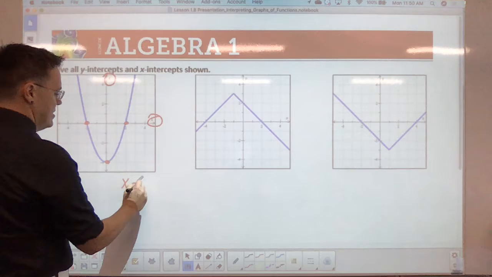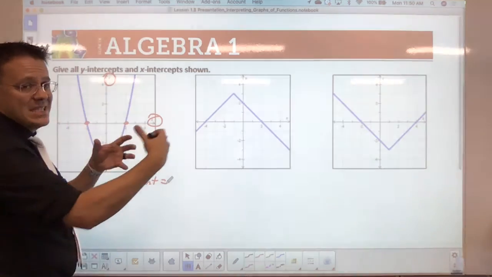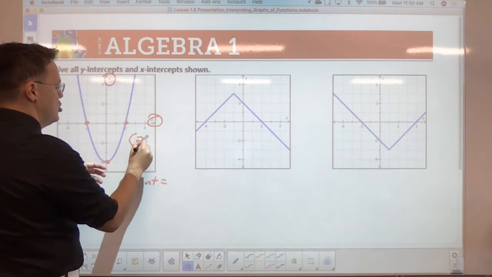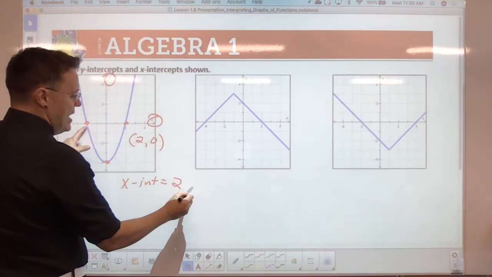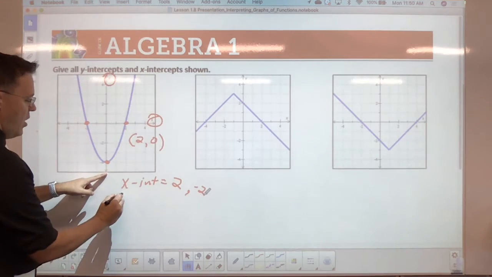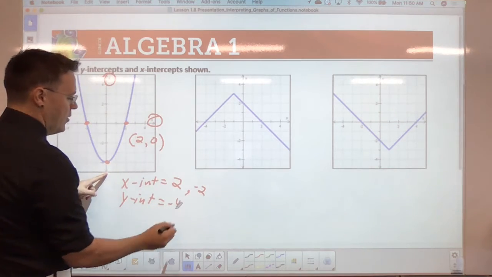So for the X, we have 2 spots, right? Because remember, it's the X in the coordinate point. So it'd be 2, 0. So it's the X. So I have a 2 and -2, right? And then my Y is going to be -4.